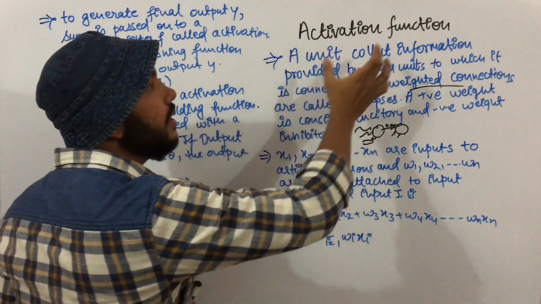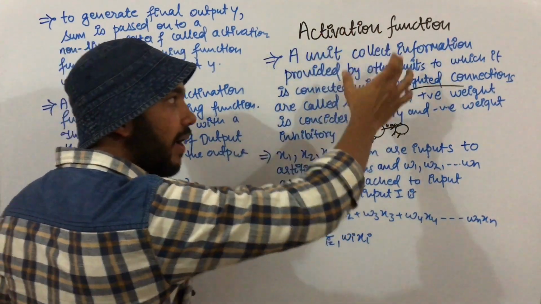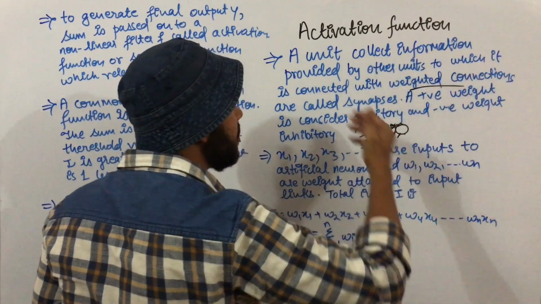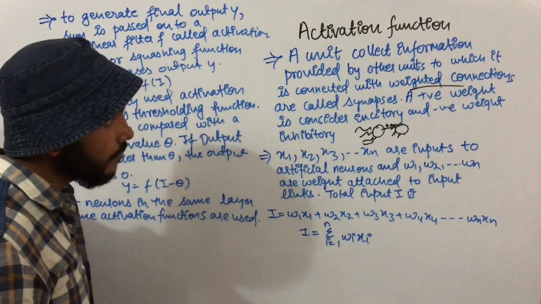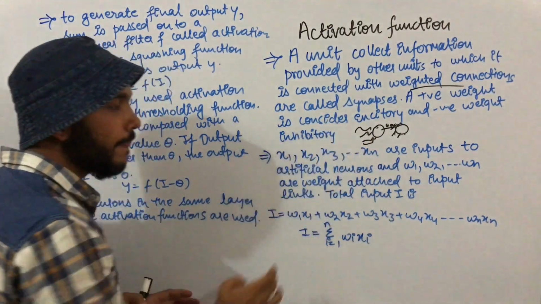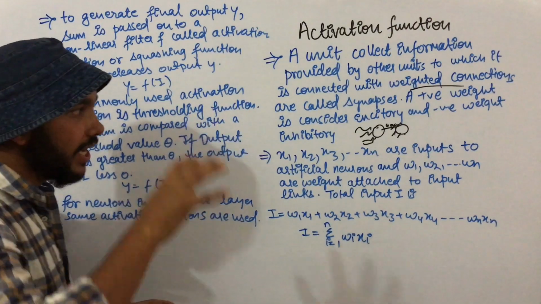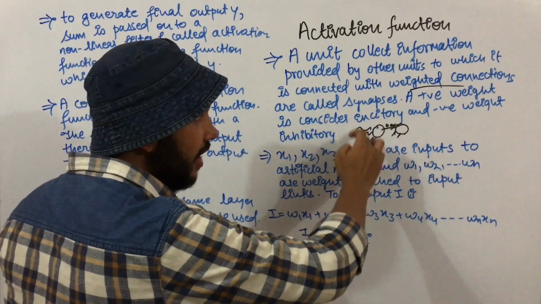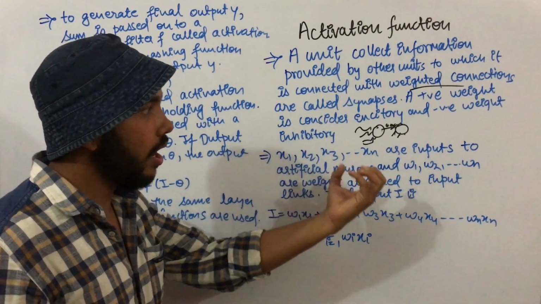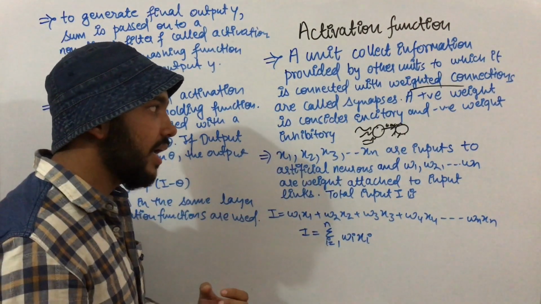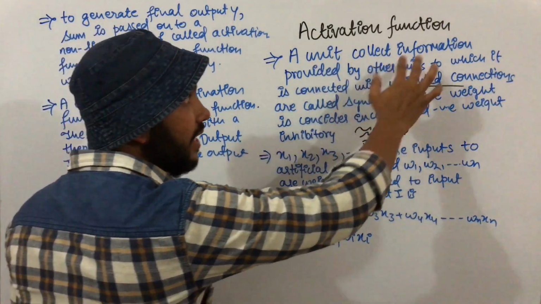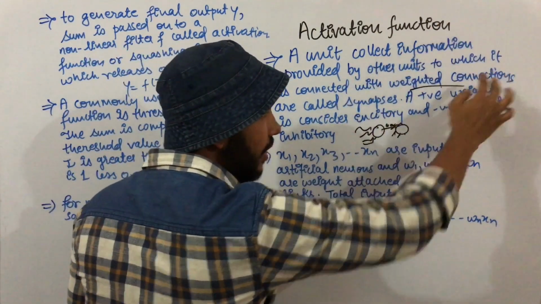A unit collects information provided by other units to which it is connected with weighted connections called synapses. We have a set of neurons. These neurons have synapses. Each of these synapses receives inputs, and these inputs, when processed through a neuron, are passed as an output, which is again input for another synapse. That is, a unit collects information provided by other units.